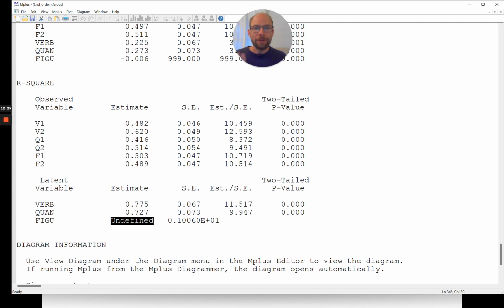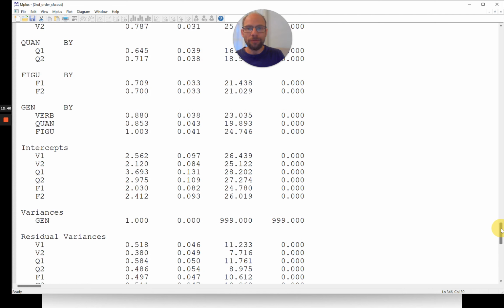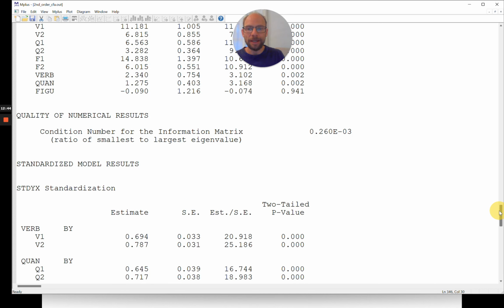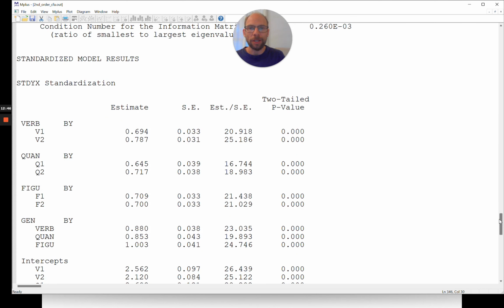Now, I do want to talk a little bit about how this can happen, what the reasons for this are, and how you can fix this problem. The interesting thing about this model here is that a model version without the second order factor, so when you delete the second order factor from this model and you just simply allow the 3 first order factors to be correlated freely, you get a solution that is proper.